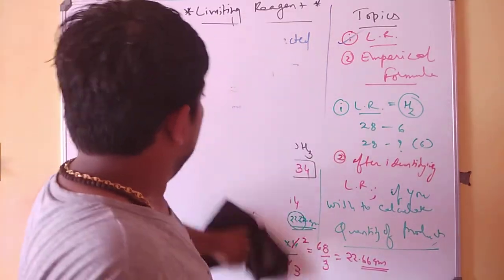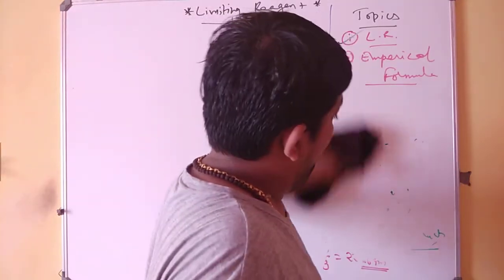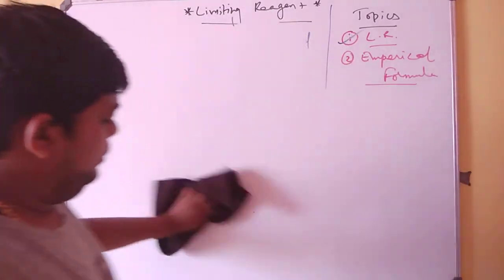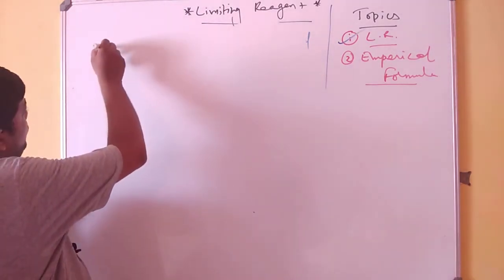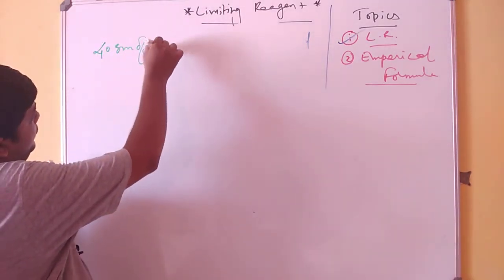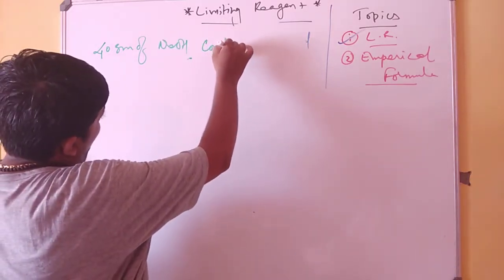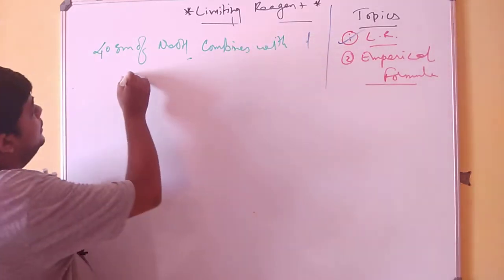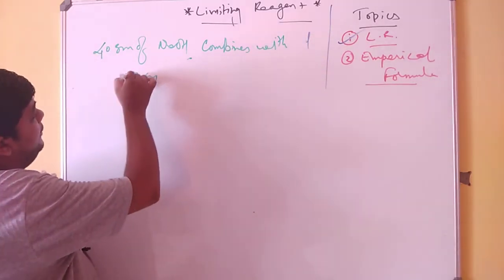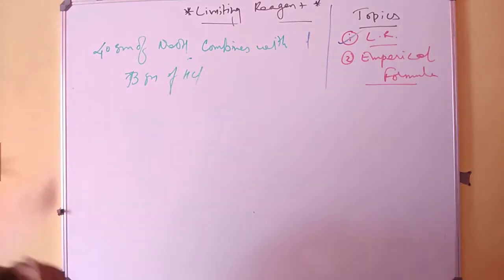Along with this limiting reagent solution, let us have another numerical. 40 gram of NaOH combines with 73 gram of HCl.